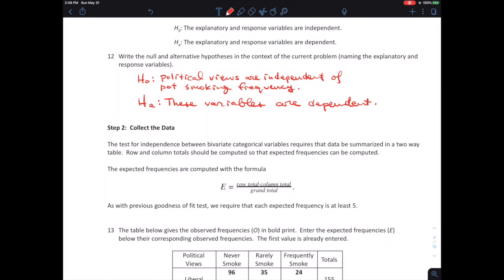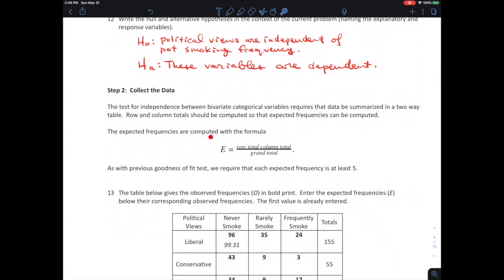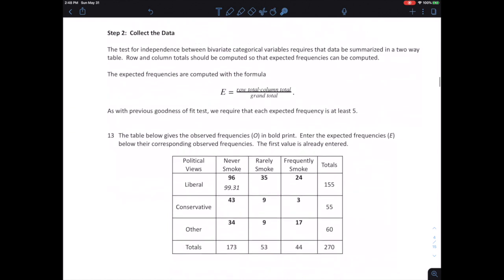Once you've got your hypotheses straight, there's the data collecting part. The test for independence between bivariate categorical variables requires that the data be summarized in a two-way table. Row and column totals should be computed so that expected frequencies can be computed as well. The expected frequencies are computed with the formula E is row total times column total over grand total. As with previous goodness of fit tests, we require that each expected frequency is at least 5, and we picked that up in the last lesson.